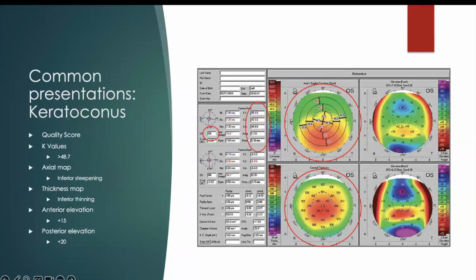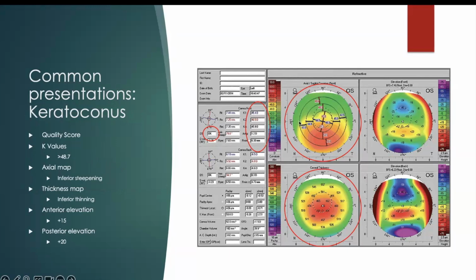So there are some common presentations that you're going to come across. So firstly, starting off with keratoconus, again, you're going to check your quality score and you're then going to look at your K values. Now, what's important to note here is these K values are taken from that central part of the cornea, and K1 is an average of K1 and K2 is going to be an average of K2, which is why these numbers aren't fully representative. So make sure you're looking at this map as well and not only looking at these numbers.